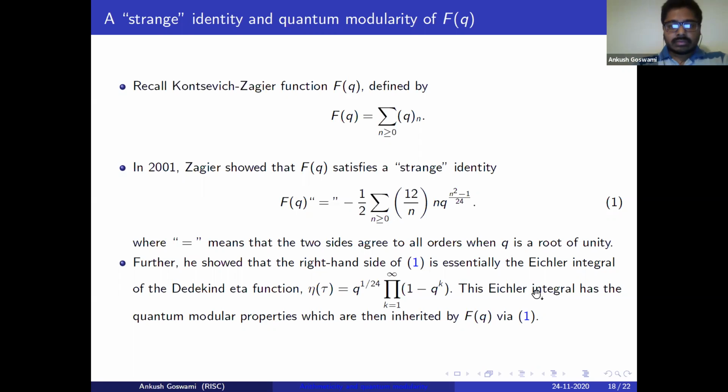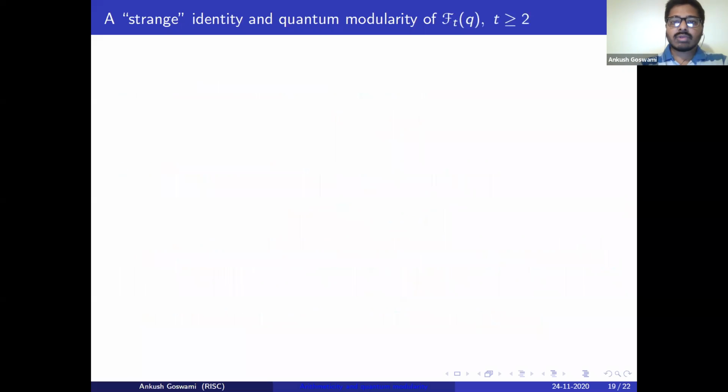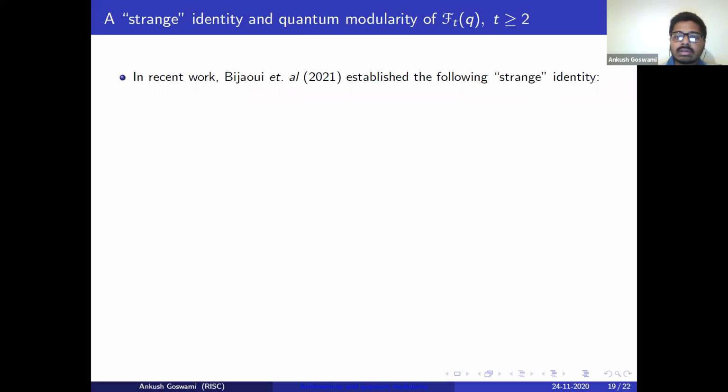Okay, so the next natural question is, what about the quantum modularity of F_t(q) for t bigger than or equal to 2? For that, we once again need a strange identity for F_t(q). And this strange identity was again established by Bijaoui and others recently, and it looks like this. So F_t(q) is equal to, within quotation, minus 1/2 of this partial theta series. And this equality within quotation means the same as what we saw in the previous slide.